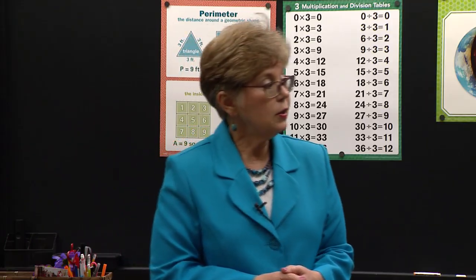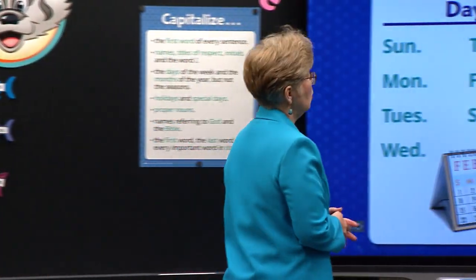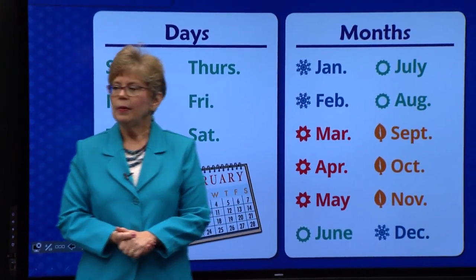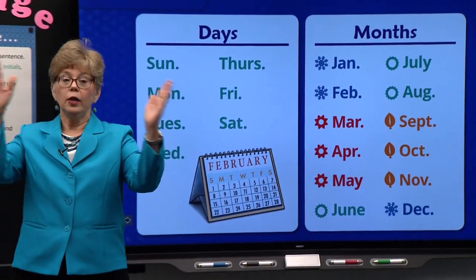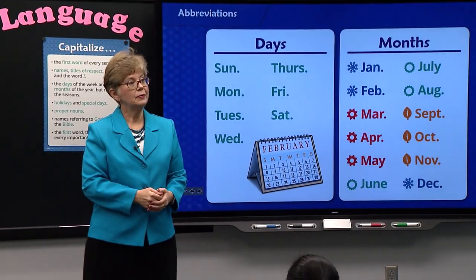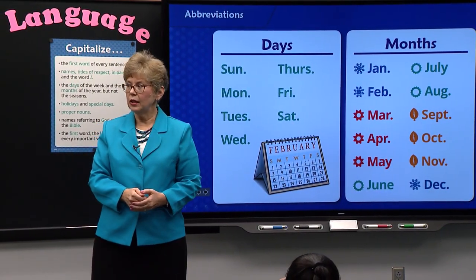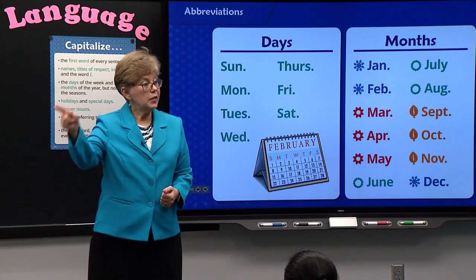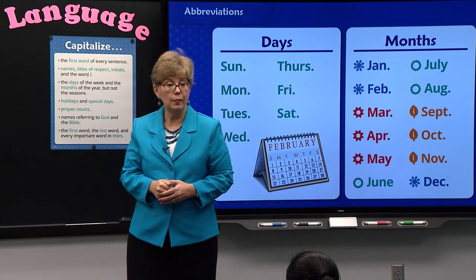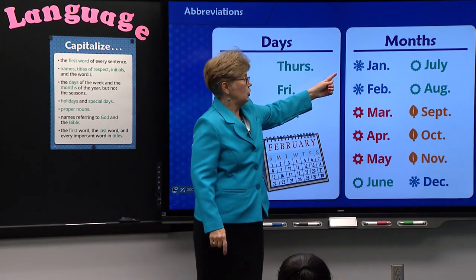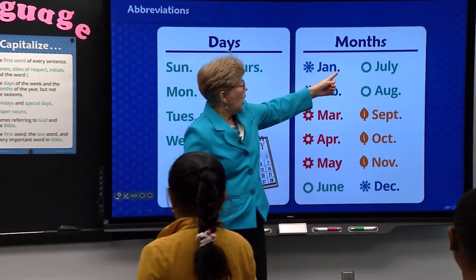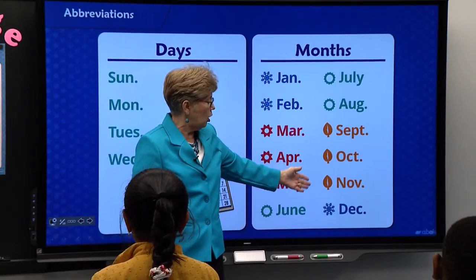Now, our rule tells us capitalize days of the week and months of the year, but not the season. So I want you to look at the months of the year side over here. How many months are there in one whole year, Renoa? You're right, 12 months. A year is how long it takes the earth to travel all the way around the sun. And we divide that time up into 12 months. Would you stand and read them with me, starting at the first one? They are January, February, March, April, May, June, July, August, September, October, November, December.